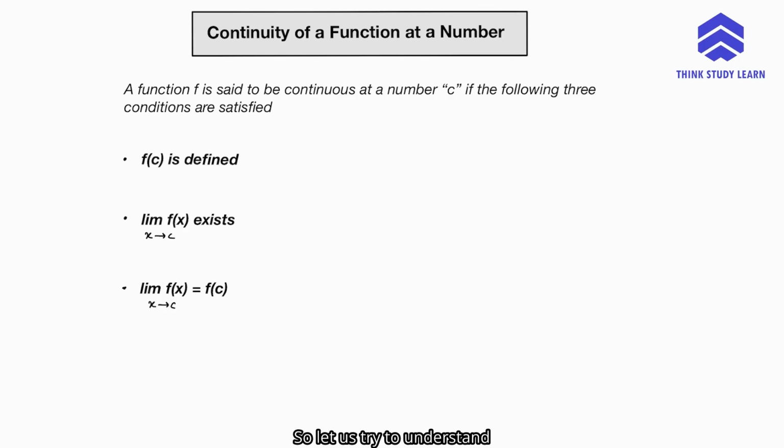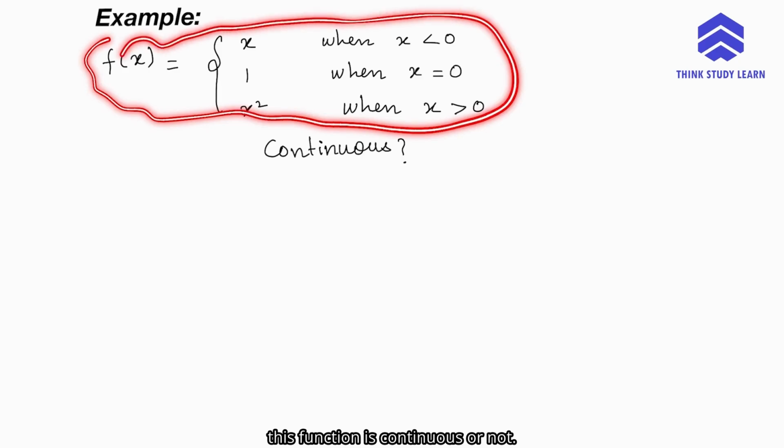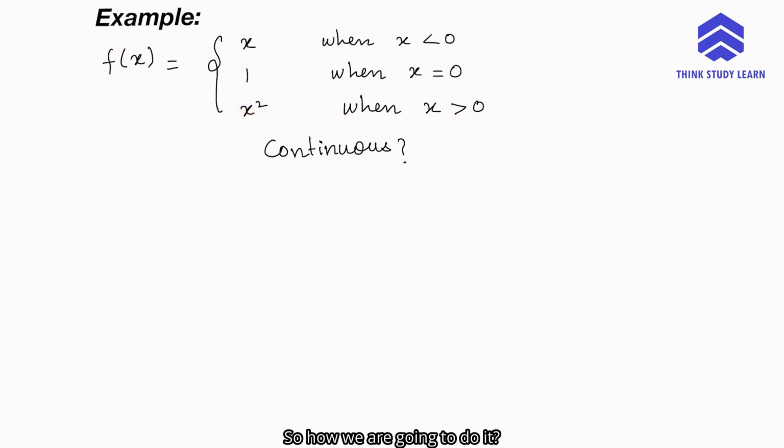So let us try to understand it with the help of an example. Again, we are to check whether this function is continuous or not. How are we going to do it? We know that if we are to check the continuity, we have to check the three conditions. First property, whether the value of the function exists at that number. Second, that the limit exists, and the third, that the limit is equal to the value of the function.